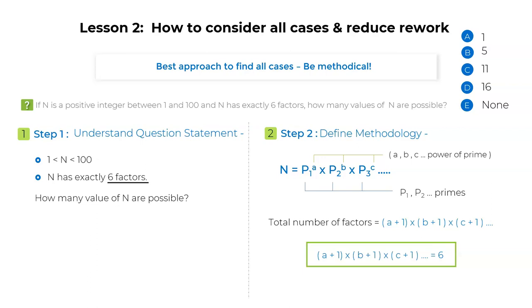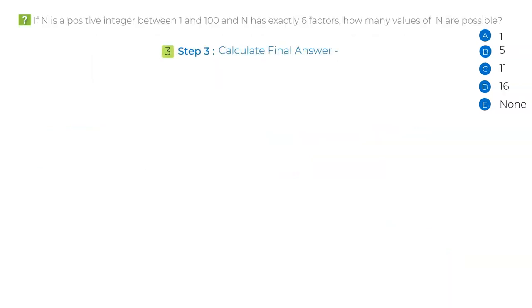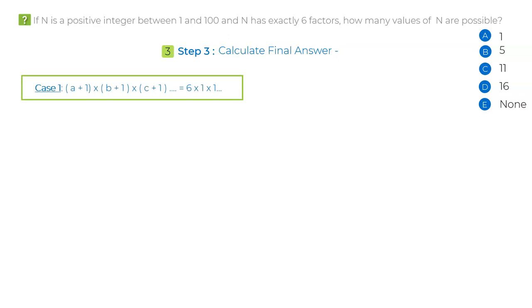And let's see how. This is where we'll go to the third step and try to calculate the final answer. The first case could be that the right hand side, 6, can be written as 6 times 1 times 1 times 1 and so on, because that will give you 6. Now what you can do is start equating. So you can say a plus 1 is equal to 6.